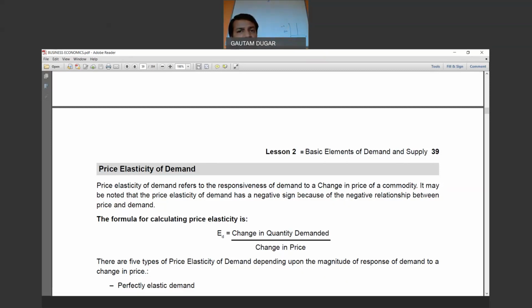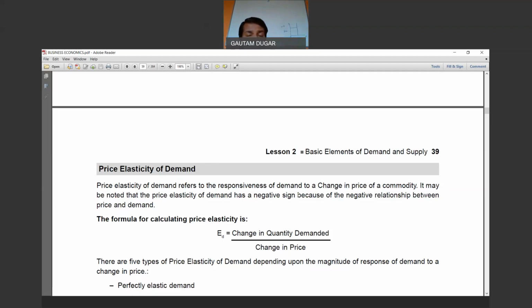I'm just giving an example. How do we draw the diagram? Price is changing. Suppose price is this much, quantity demanded was this much. At the price of this much, quantity demanded is still the same. The price is increasing, still the quantity is unchanged. Then that is called perfectly inelastic demand, elasticity equals 0.